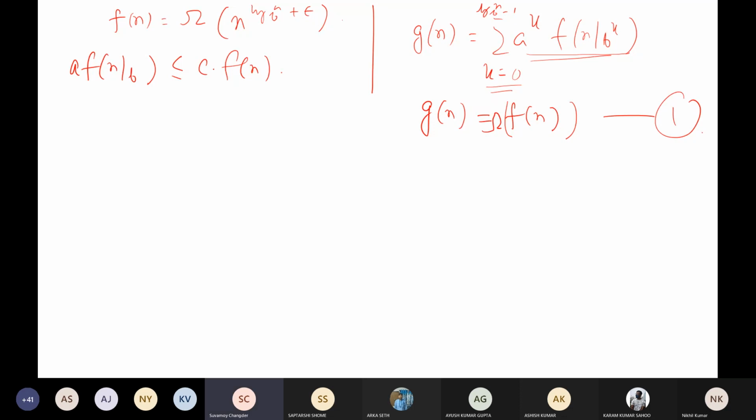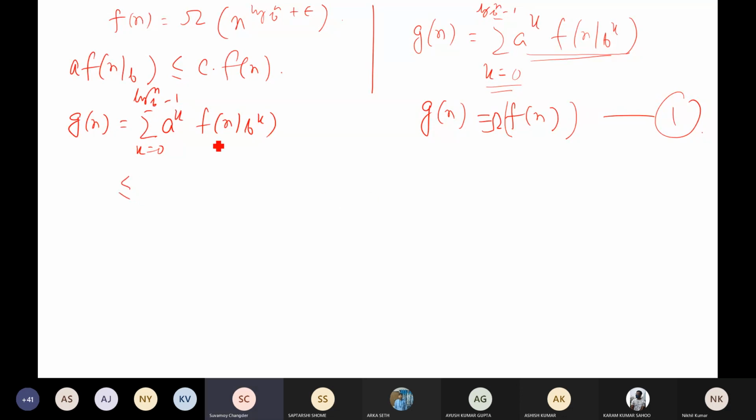Now what we can do? We can iterate this term up to k. Okay, so we can say that, g of n, what is given? g of n is given as equal to the sum of a to the power k f of n by b to the power k. This is given. So we can write k equals 0 to log n base b minus 1.